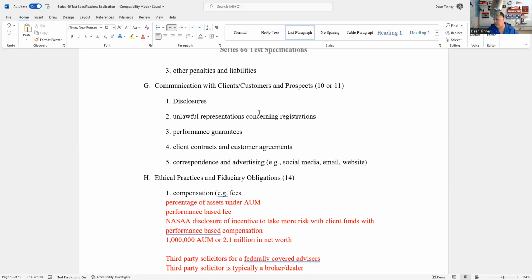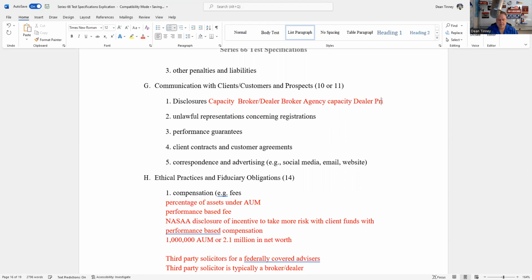So here we go with 10 or 11 questions based on Section G of the NASAA Test Specifications. So first disclosure we need to be aware of is capacity. We're all considered broker dealers, but in any one transaction, we're either going to be a broker or a dealer. We're going to act in our broker agency capacity or our dealer principal capacity.